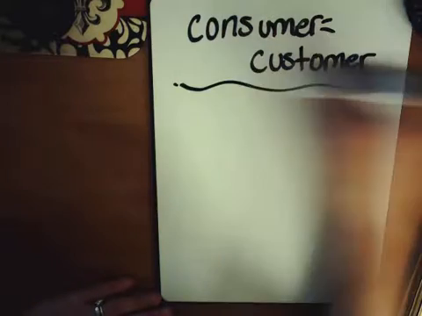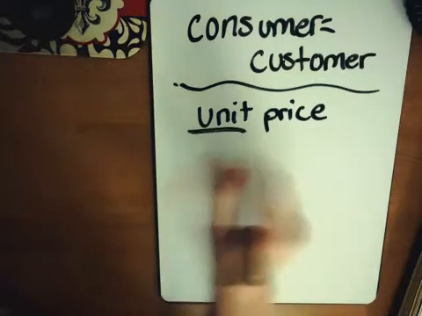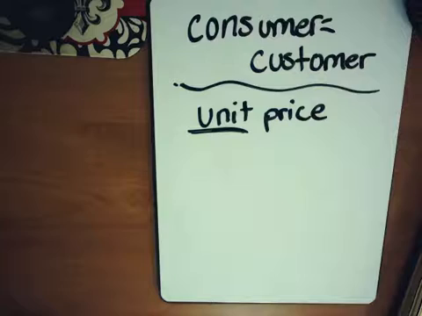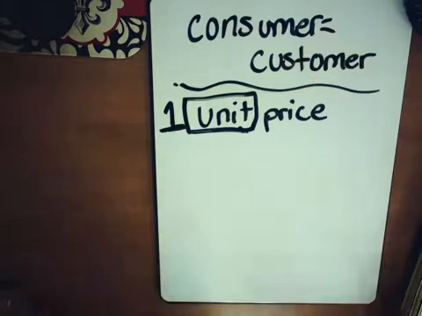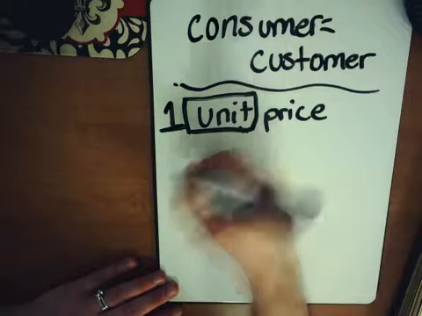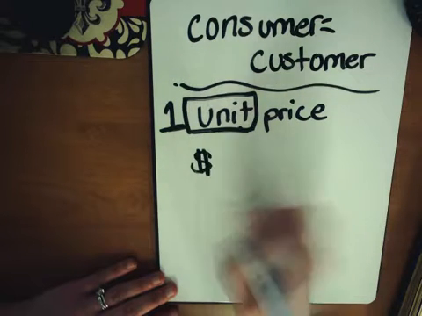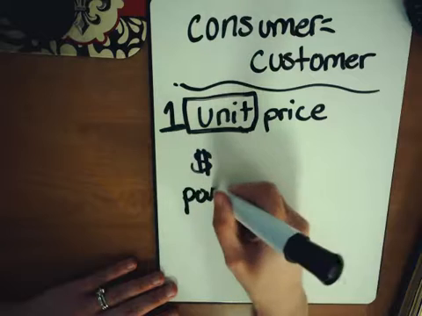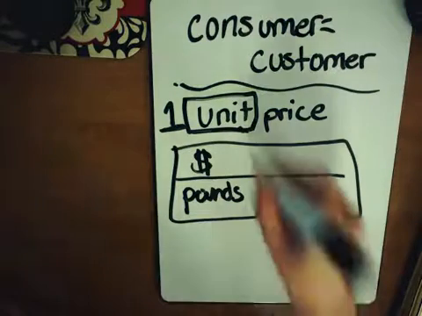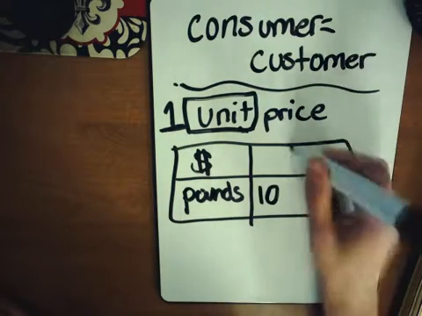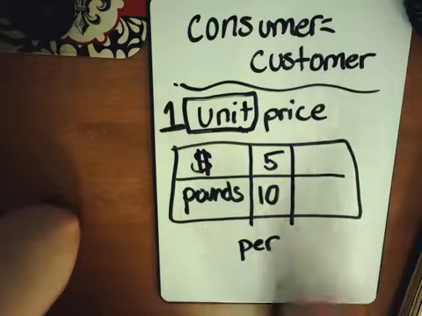Okay, so we've got a unit price. When we look at the word unit, do you think about one or more than one? One, right? So there's one unit, just one right there. So in this particular case, we've got a 10-pound bag of potatoes that cost $5. So I've got money and the pounds of potato. I'm going to make a rate table here. So it's a 10-pound bag of potatoes, costs $5 each. And I put this into a per situation when we think about rate right there.